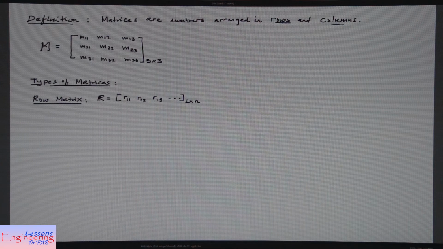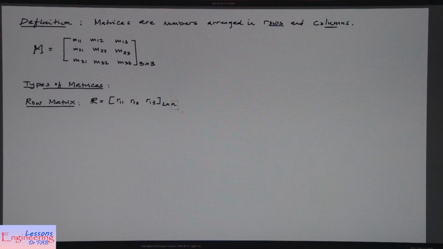So for the sake of discussion here, let's have matrix R as having only 3 columns. So we can then write matrix R is a 1 by 1, 2, 3, 1 by 3 matrix. So the dimension of row matrix R is 1 by 3.